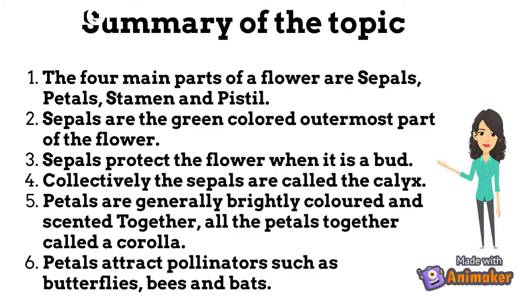Summary of the topic. The four main parts of a flower are sepals, petals, stamen, and pistil. Sepals are the green-colored outermost part of the flower. Sepals protect the flower when it is a bud. Collectively the sepals are called the calyx. Petals are generally brightly colored and scented. All the petals together are called a corolla. Petals attract pollinators such as butterflies, bees and bats.